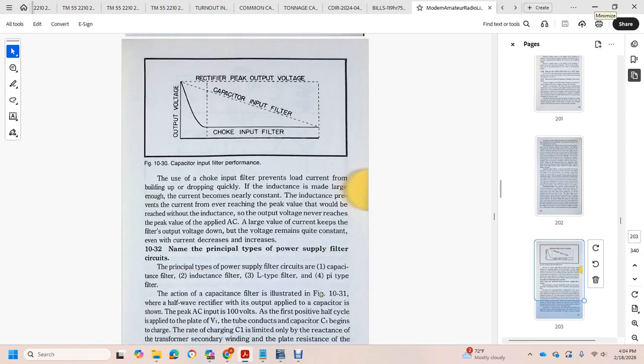The use of the choke input filter prevents load current from building up or dropping quickly, since the inductance is large enough that the current becomes nearly constant. The inductance prevents the current from reaching the peak value that would be applied from the AC. Large current peaks keep the filter output voltage down, and the voltage remains quiet and constant even though current decreases or increases.